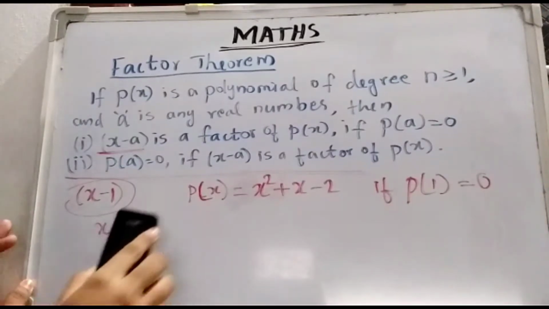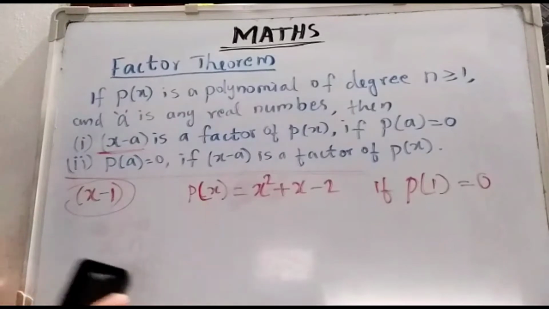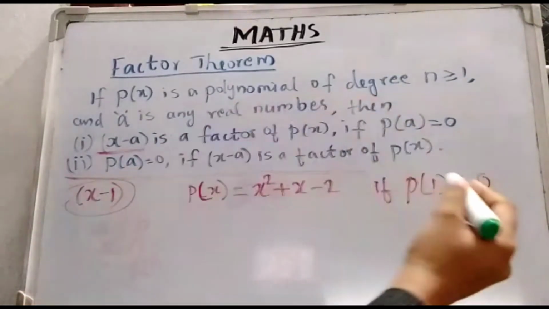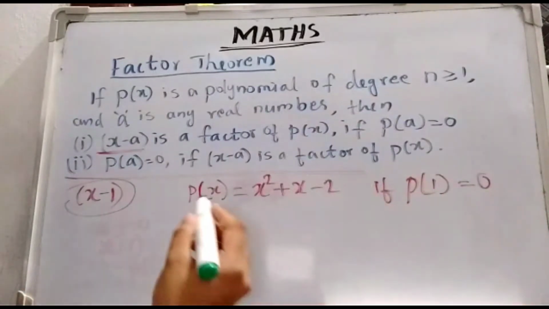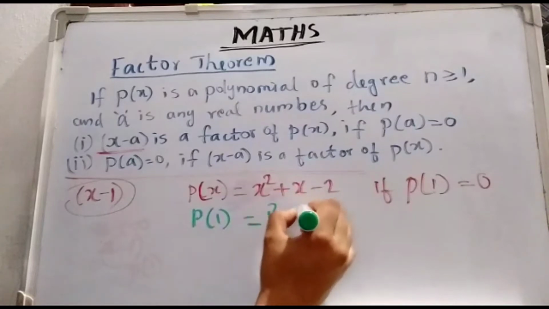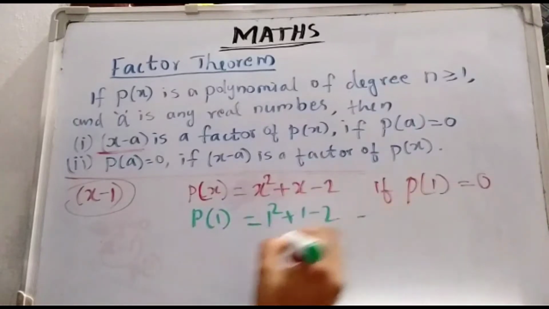Let's check whether p of 1 is equal to 0 or not equal to 0. P of 1 is equal to what? 1 square plus 1 minus 2, that is 1, 2.